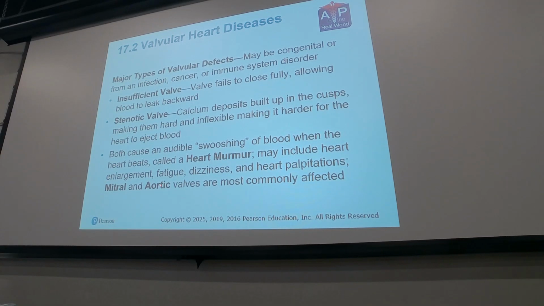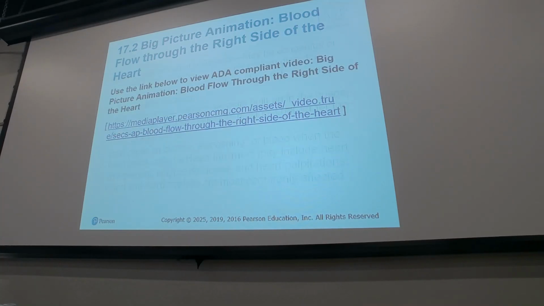And sometimes you can have enlargement of the heart, especially in stenotic valves, because the blood has to pass through a narrower canal. Sometimes you can have fatigue, dizziness, and you can even faint in the case of stenotic valves, because you have less oxygenation, because less blood flows through that stenotic valve. And then you can have heart palpitations. The most commonly affected will be the mitral and aortic valves, the ones on the left side.